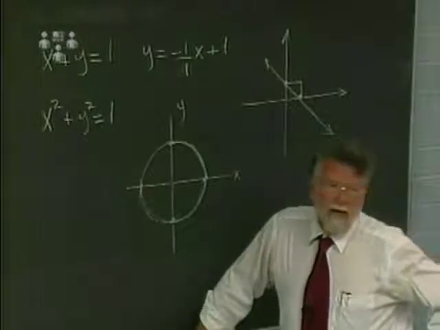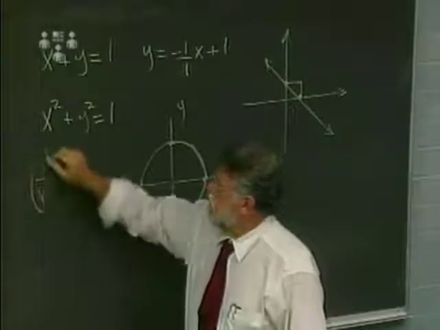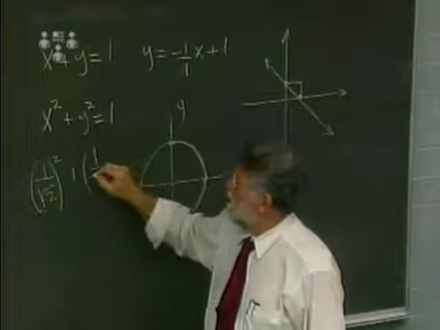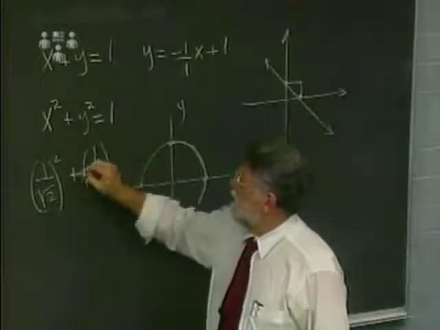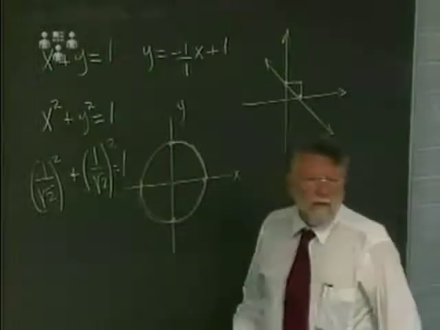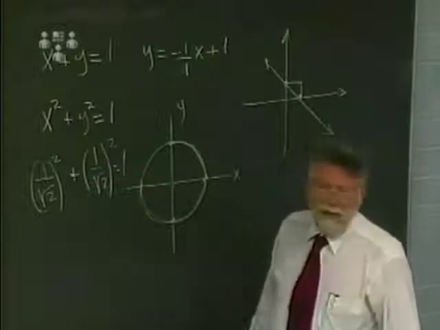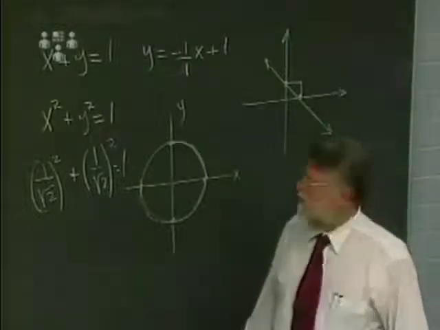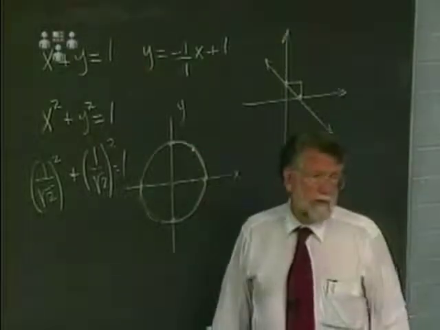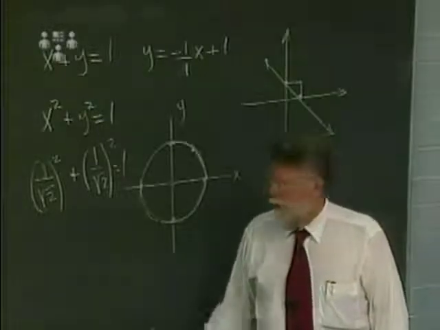So for example, if I had x is 1 over the square root of 2 and square it, I get 1/2. And if y is 1 over the square root of 2 and I square it, I get 1/2, and 1/2 plus 1/2 is 1. So if I take 1 over the square root of 2 for x and 1 over the square root of 2 for y, I'm going to have the number I need, which is about 0.7. So if I go over 0.7, I go up 0.7, and bingo, I'm on the curve. Infinitely many points in the circle.